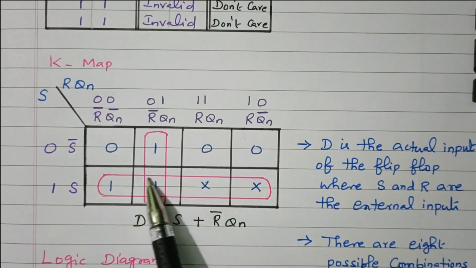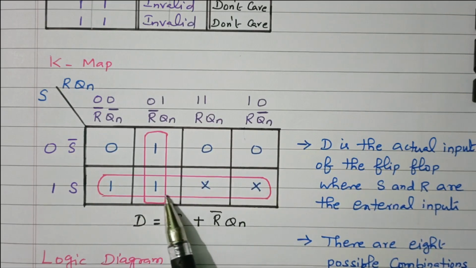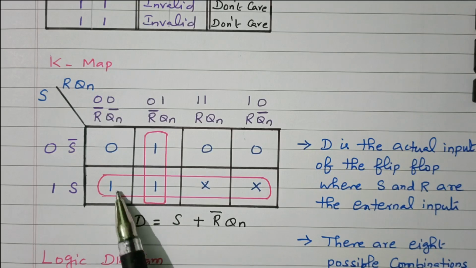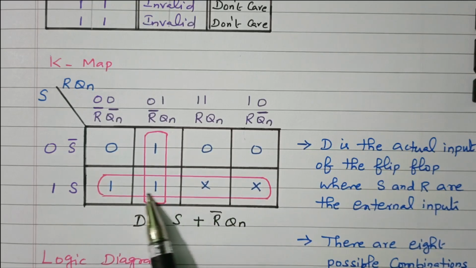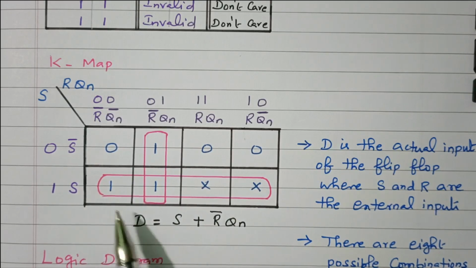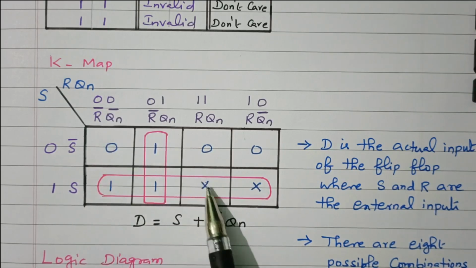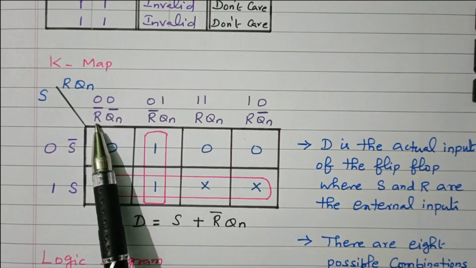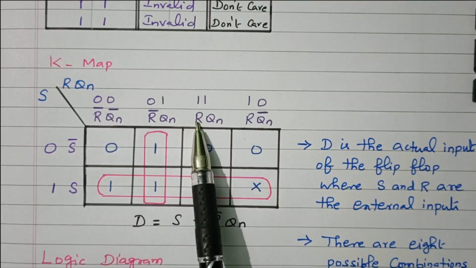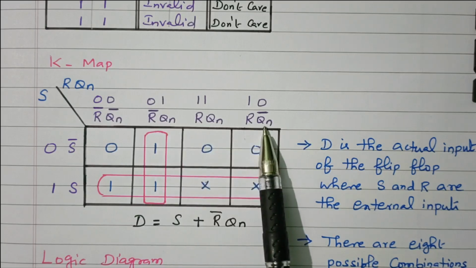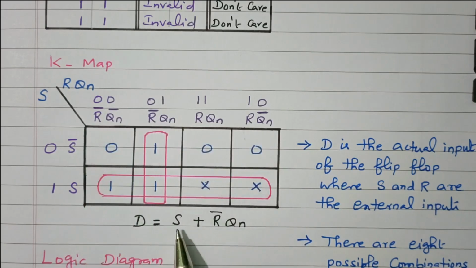So there are 2 groups available. These 4 cells are grouped together and these 2 cells are grouped together, right? If these 4 cells are grouped together, we have to refer to the corresponding second row. Second row is S. What is the column? First column, second column, third column, fourth column, we have to refer. So while referring these 4 columns, all are cancelled. R bar, Qn bar cancelled by R Qn. R bar, Qn cancelled by R Qn bar. All are cancelled. Only this S is available.